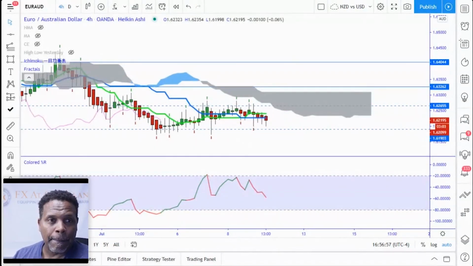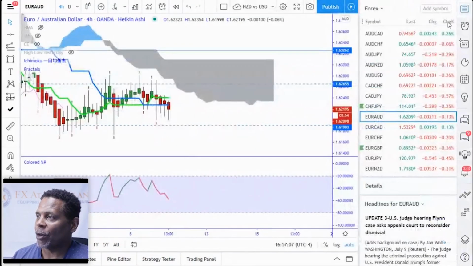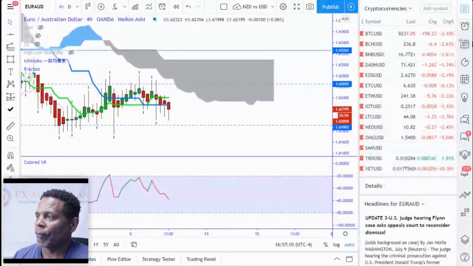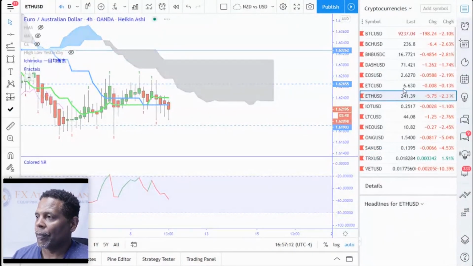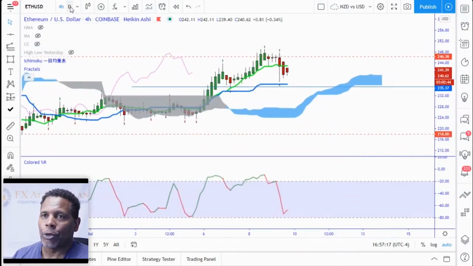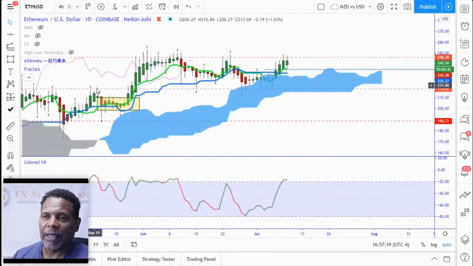Okay, I believe I am done. Somebody wants me to look at Ethereum USD. I did that yesterday, and I didn't think there was much, I don't believe. I'll look at that and I'll be done. Let's go daily to figure this out. Let's take Ichimoku off the table.